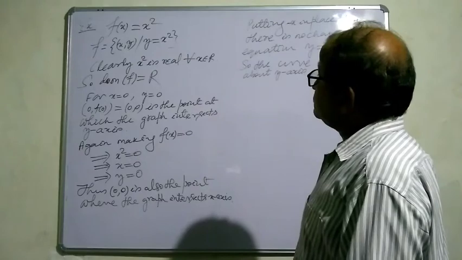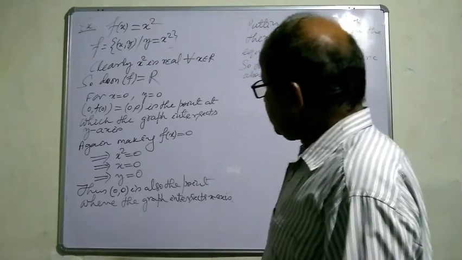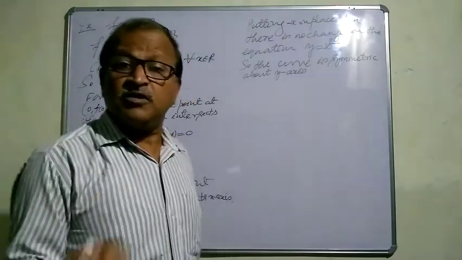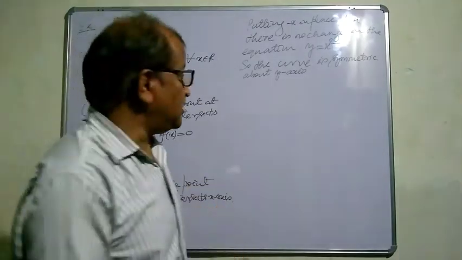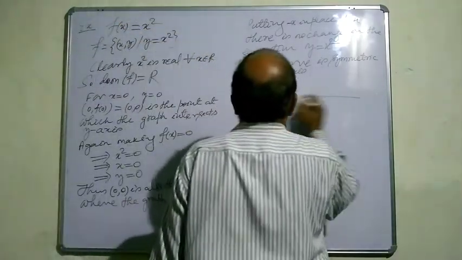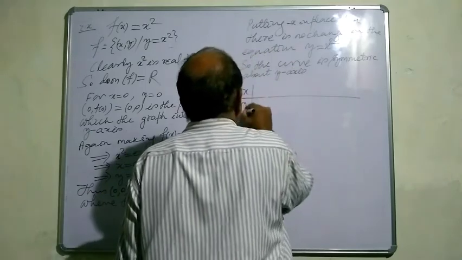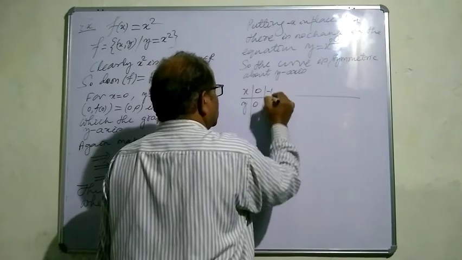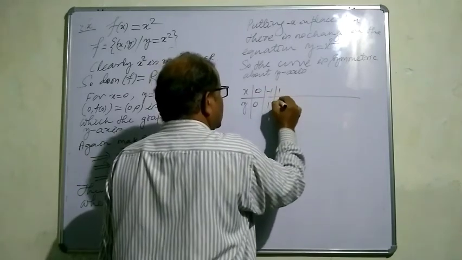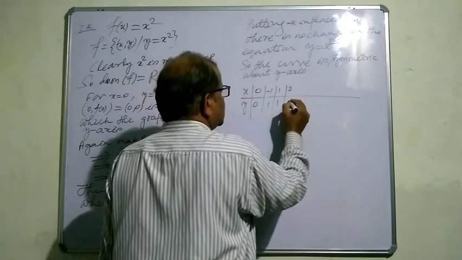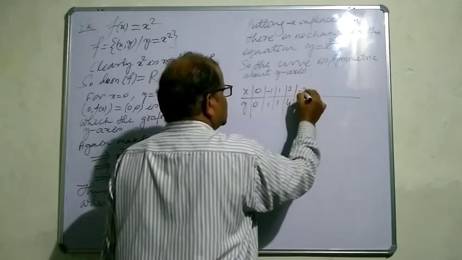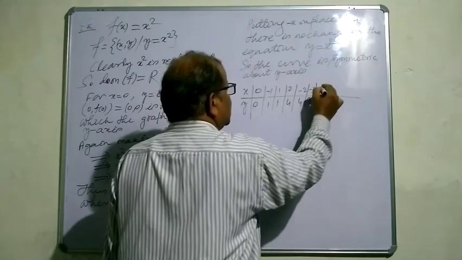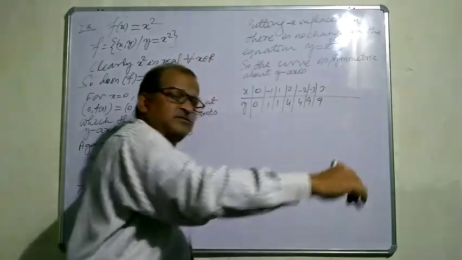Again, what we have to find? Yes, we have to plot some points. We'll take x and the corresponding value of y. When x is equal to 0, it is 0. Minus 1, it is 1. 1, it is 1. 2, it is 4. Minus 2, it is 4. Minus 3, it is 9. 3, it is 9. Okay?